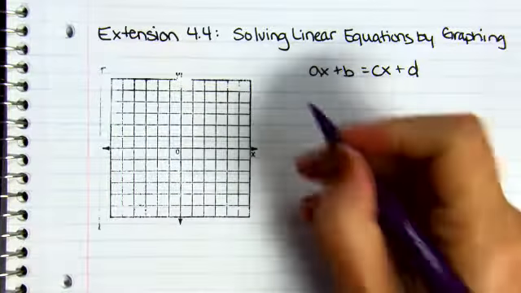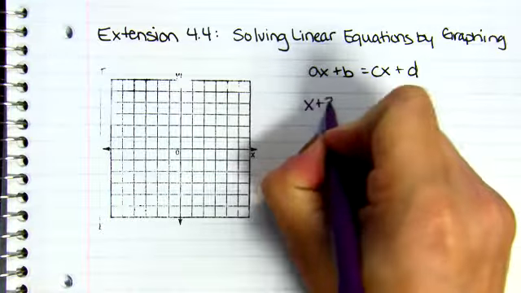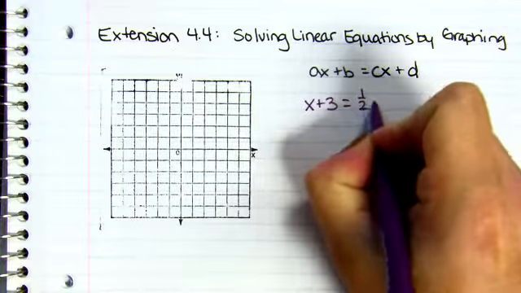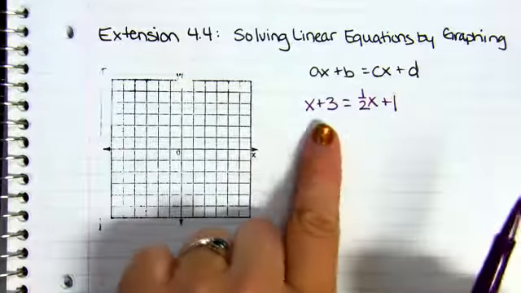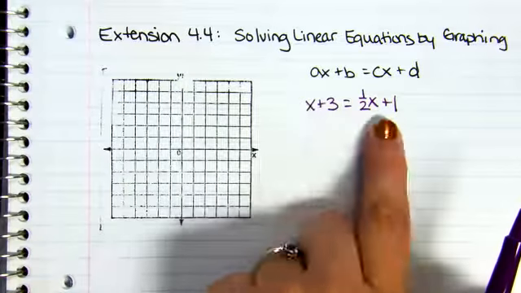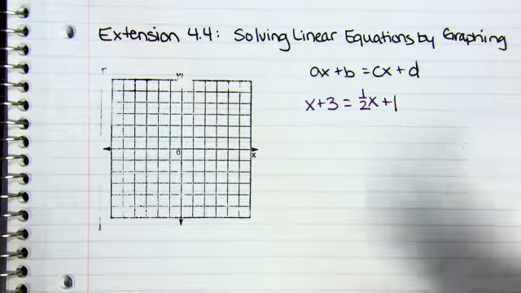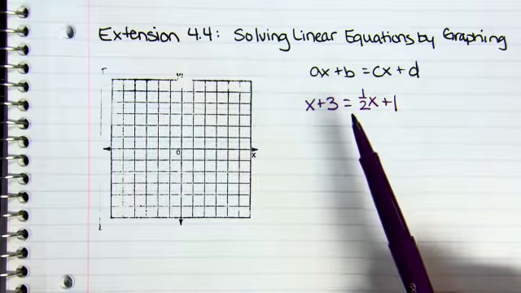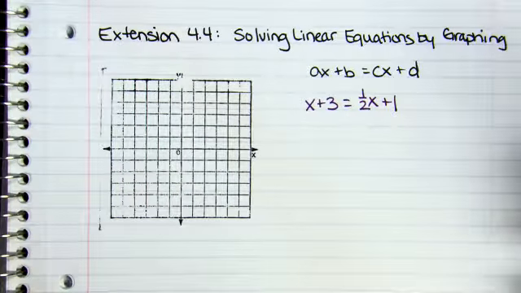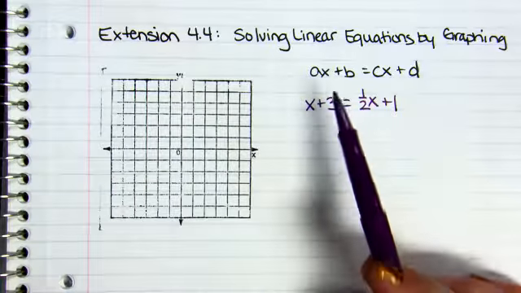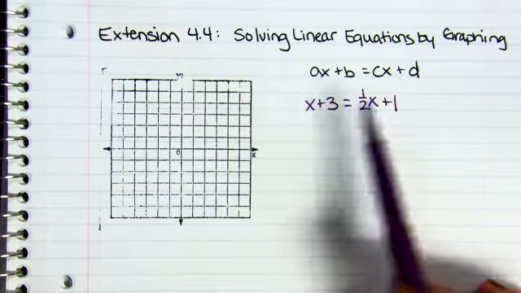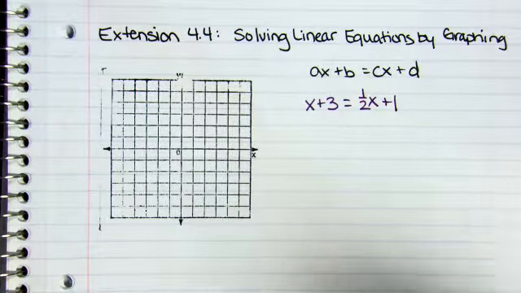So, for example, this is what you're going to see: x + 3 = 1/2 x + 1. Linear equations, they're equal to each other. You'll notice there aren't any y's here, so I don't have to worry about having a y component to my answer. I'm just looking for what x has to be for these two linear equations to be equal.